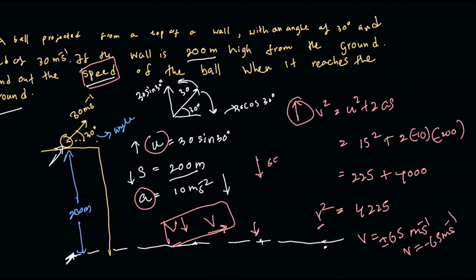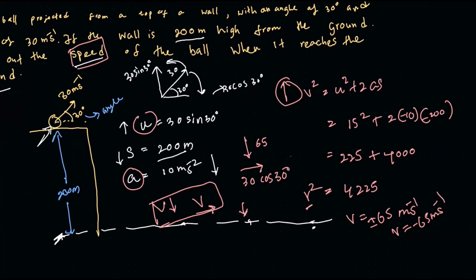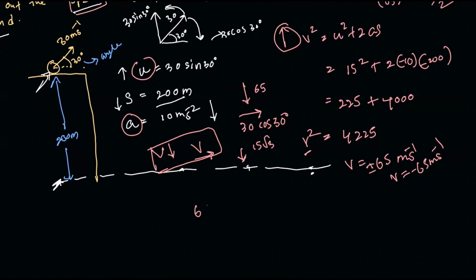And what is the velocity in this direction? It remains the same. In projectile motion, the horizontal speed does not change. So that is 30 cos 30. Cos 30 is equal to root 3 over 2, so this is 15 root 3. We can find out that the speed is 65 in this direction and 15 root 3 in this direction. So how do we get the speed?